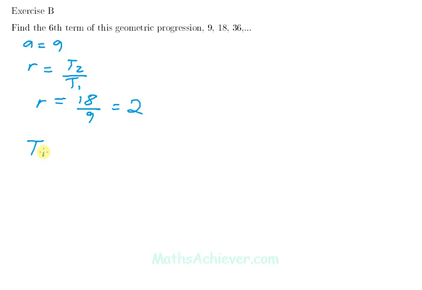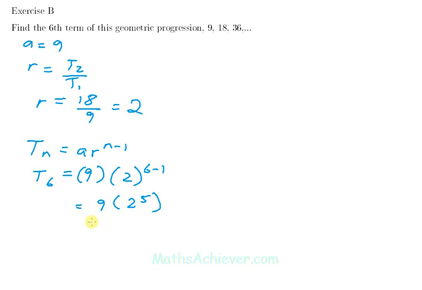We also know from the formula that Tn is equal to AR to the power of n minus 1. So the sixth term T6 will be equal to A is 9 and R is 2, to the power of 6 minus 1. That gives us 9 times 2 to the power of 5, which is 9 times 32, and we get 288.